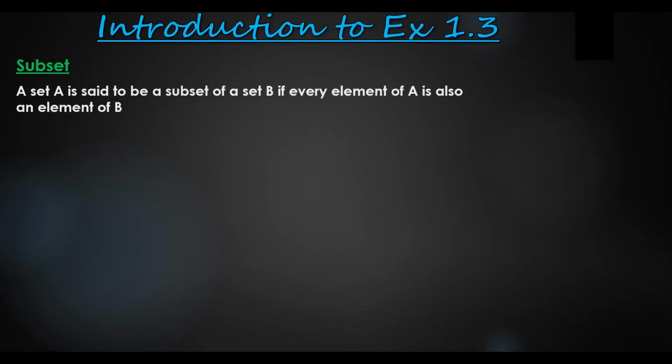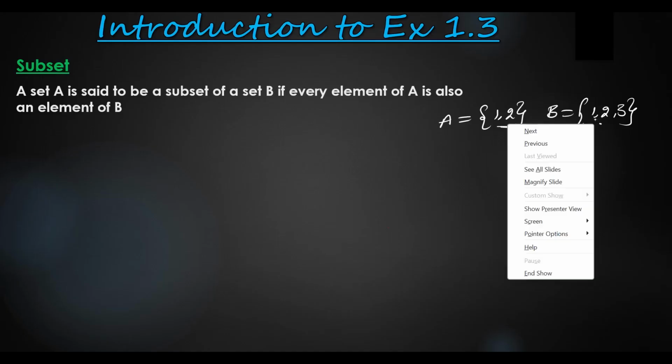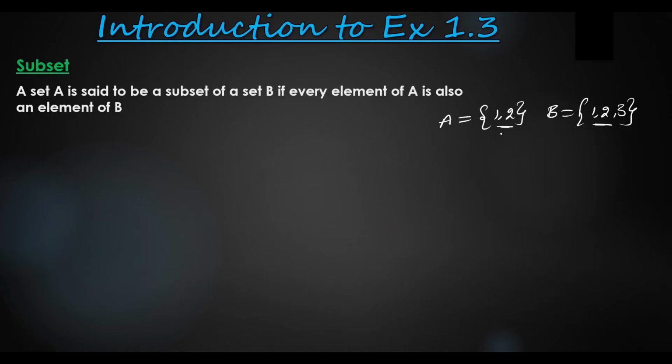A set A is said to be a subset of a set B if every element of A is also an element of B. Let us have an example. If A is equal to the set {1, 2} and B is equal to the set {1, 2, 3}, we can say every element of A is also there in set B. So then we can say A is a subset of B. We can simply say A is a part of B.